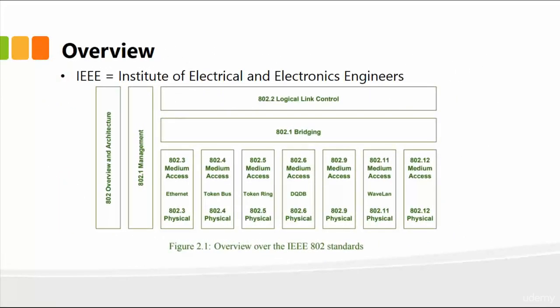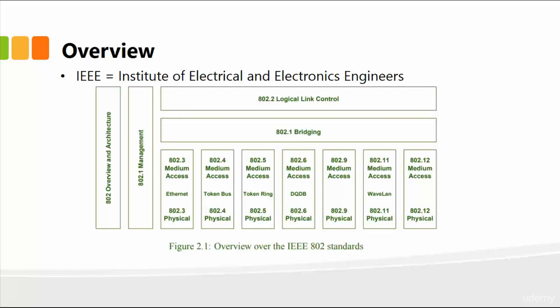As I mentioned earlier, the IEEE stands for Institute of Electrical and Electronics Engineers. The entire framework consists of the overview of the IEEE 802 standards. So it talks about the 802.3 standards, the 802.2, 802.1, and so on. They go all the way up to 802.12. You'll notice that 802 is just the overview and the architecture, and then it has its sub-numbering, right? For example, you'll see 802.1, which is the management of the logical link control, bridging, token, different kinds of topologies, and so on.